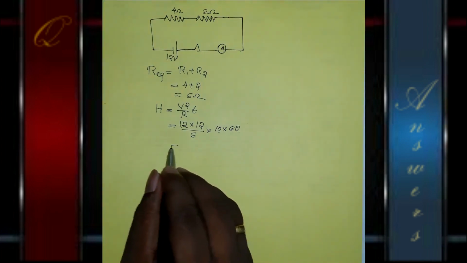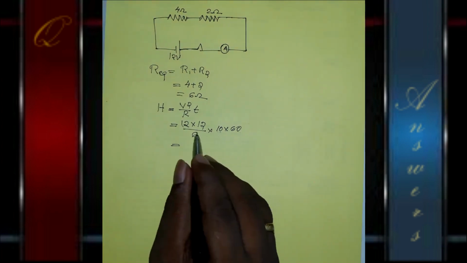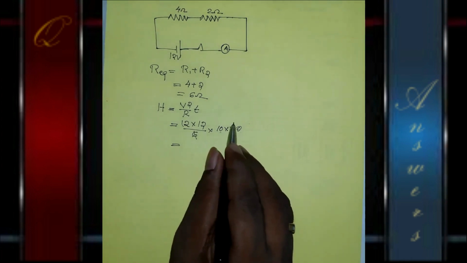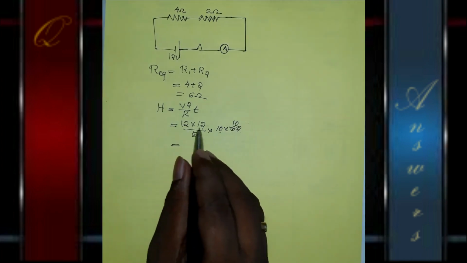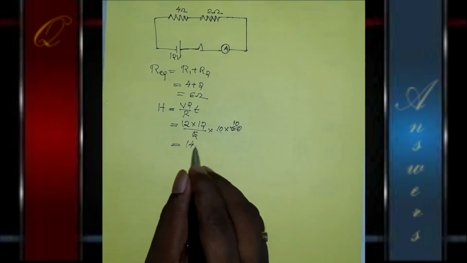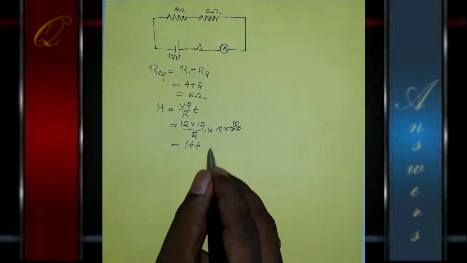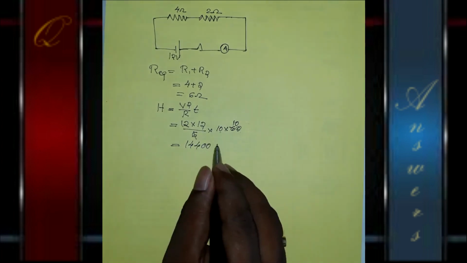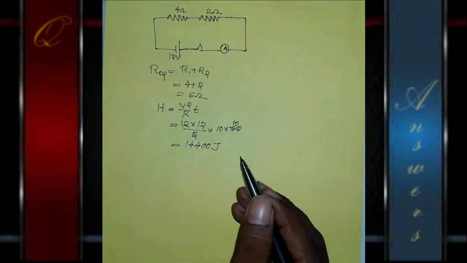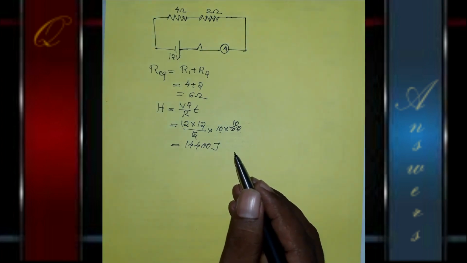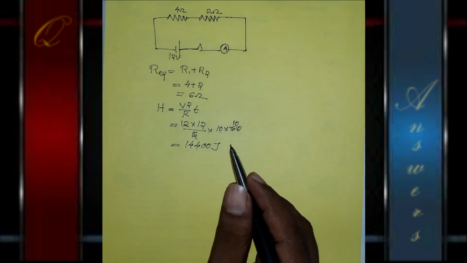Now you may calculate this. Here 6 and 60, which is 10. 12 into 12 is 144, here 2 zeros. So this much joule is the heat liberated. Now calculate the heat energy produced in 10 minutes if these resistors are connected in parallel.